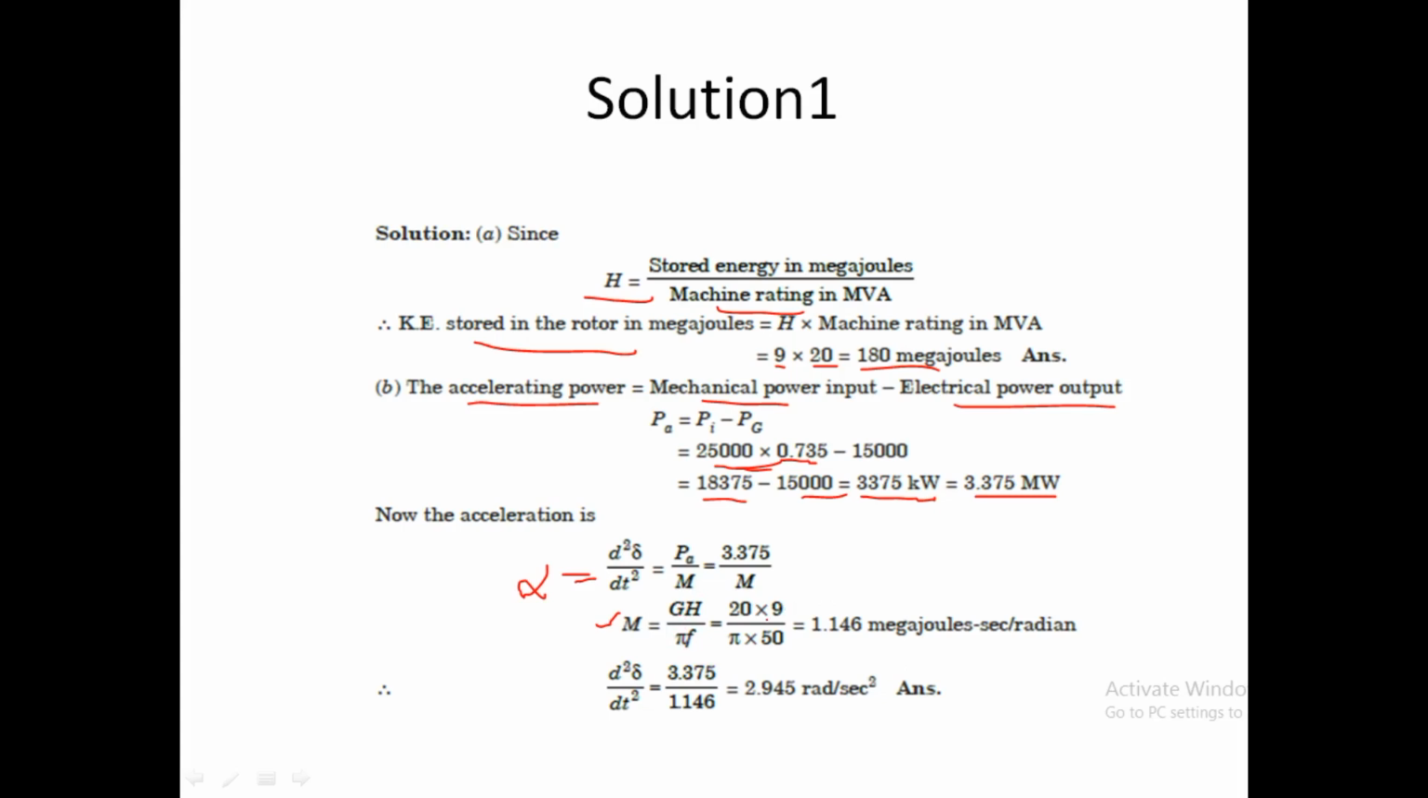20 into H, which is 9, divided by pi into 50, gives 1.146 megajoule second per radian. So it is substituted here. 3.375 divided by 1.146 will give you 2.945 radian per second square. So that is the acceleration alpha.